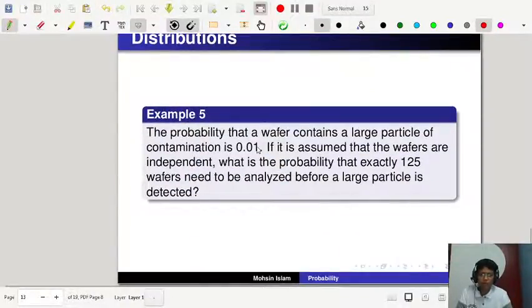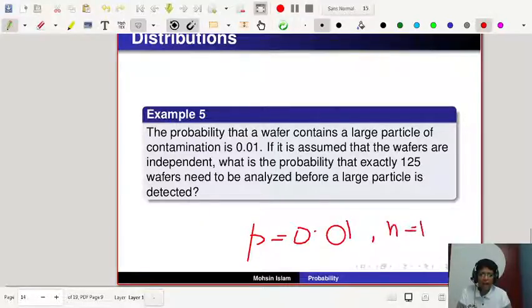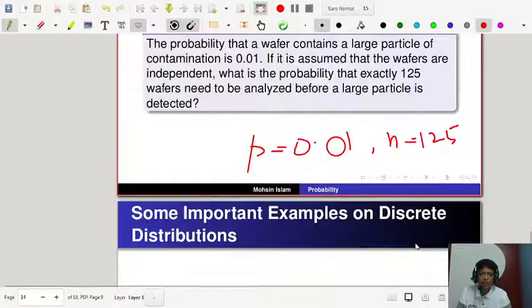The probability that a wafer contains a large particle of contamination is 0.01. It is assumed that the wafers are independent. What is the probability that exactly 125 wafers need to be analyzed before a large particle is detected? Look at that, already the probability of success is given. If you define a large particle of contamination as a success, then p equal to 0.01, and x is equal to 125.